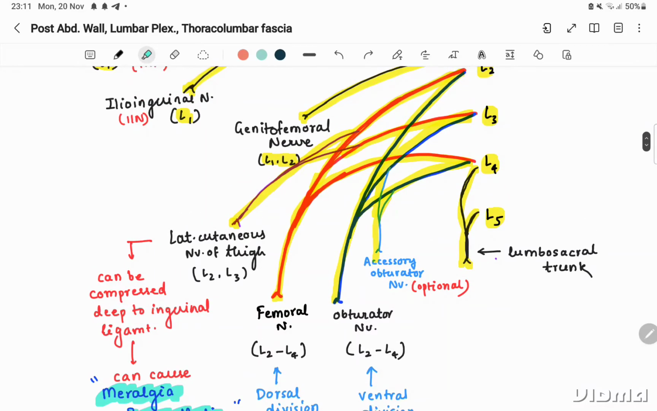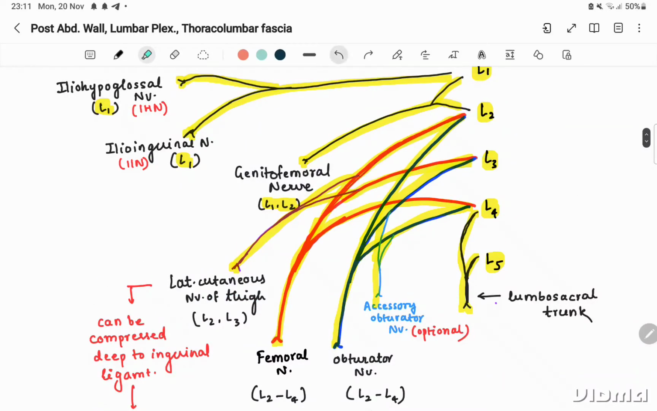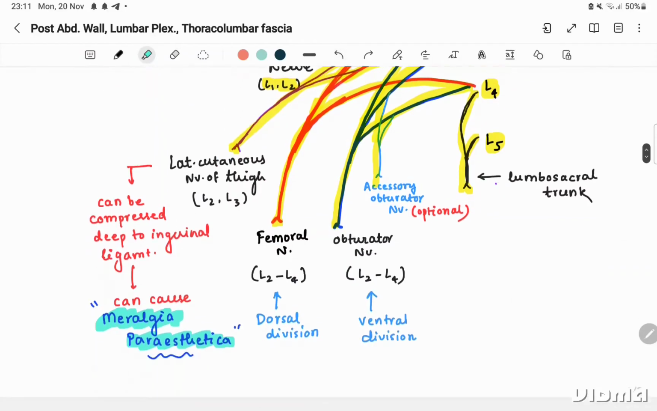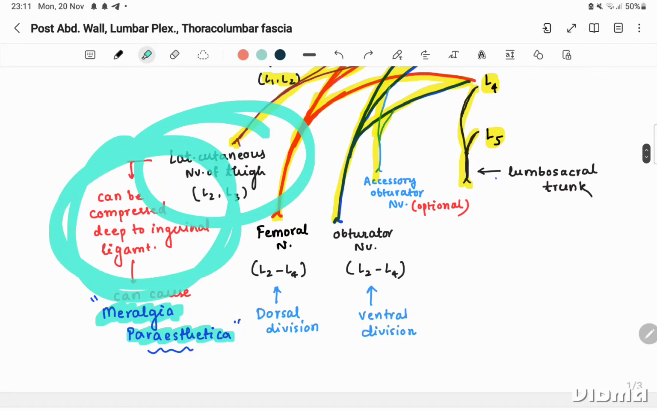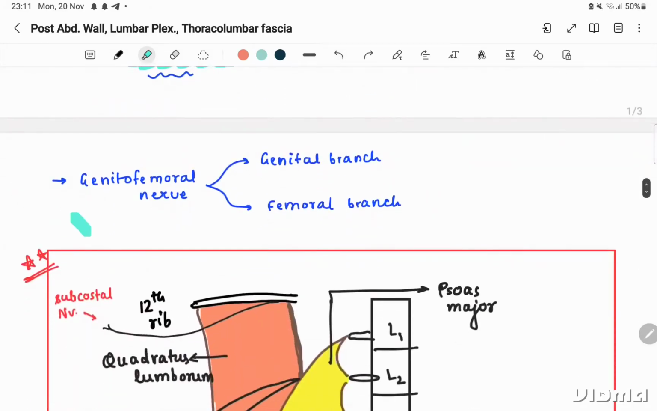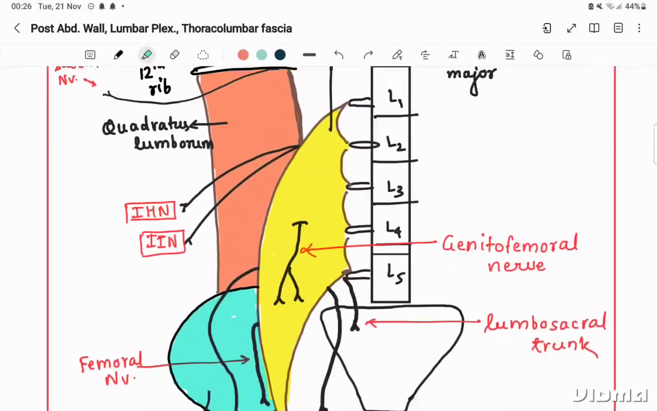And this is not the genitofemoral nerve, it is the lateral cutaneous nerve of thigh. The root values are L2 and L3. It is called the lateral cutaneous nerve of thigh, and if it is compressed deep to the inguinal ligament, it can cause meralgia paresthetica. And the genitofemoral nerve has a genital branch and a femoral branch, as I talked about earlier. We'll discuss this diagram now.